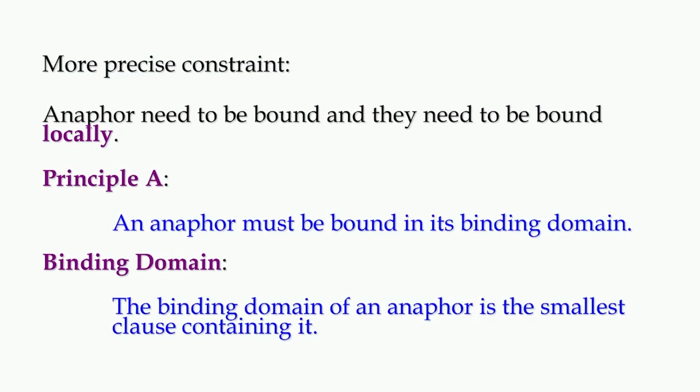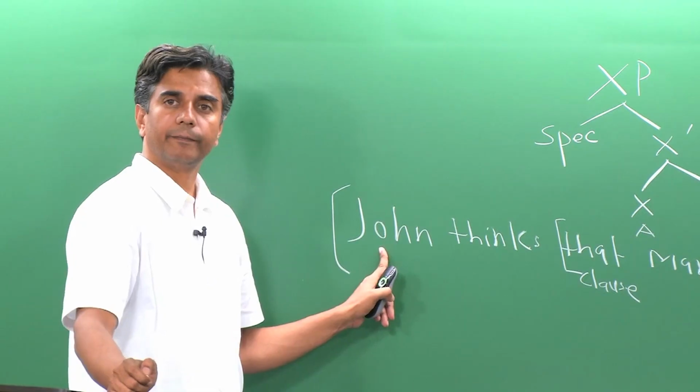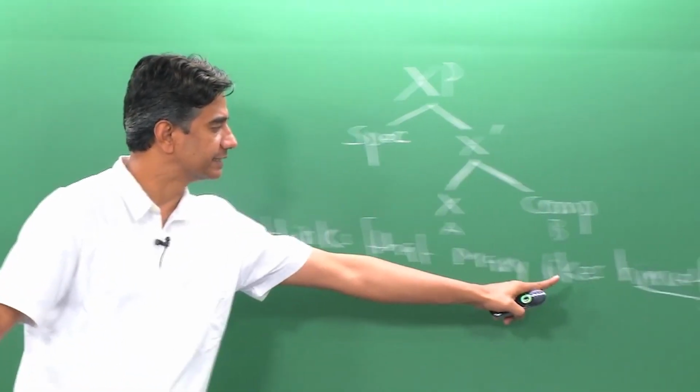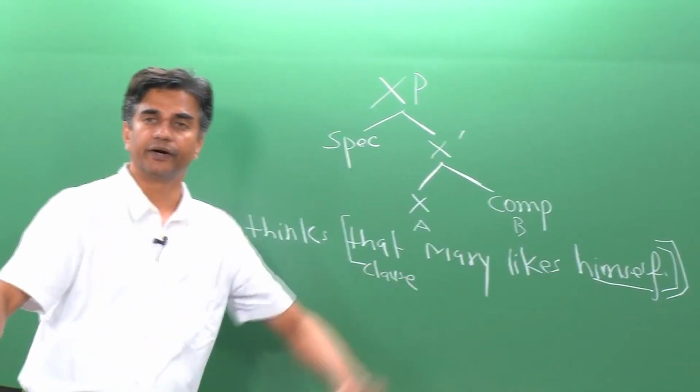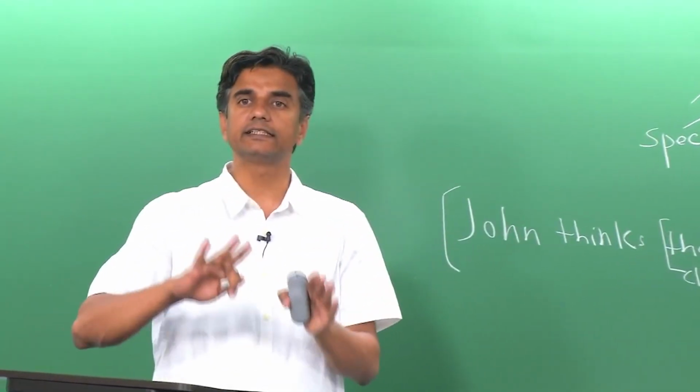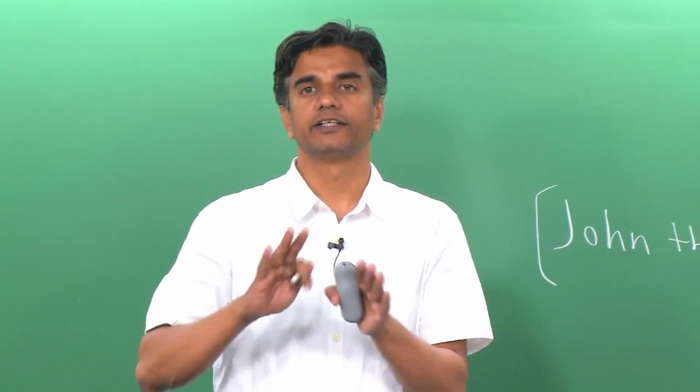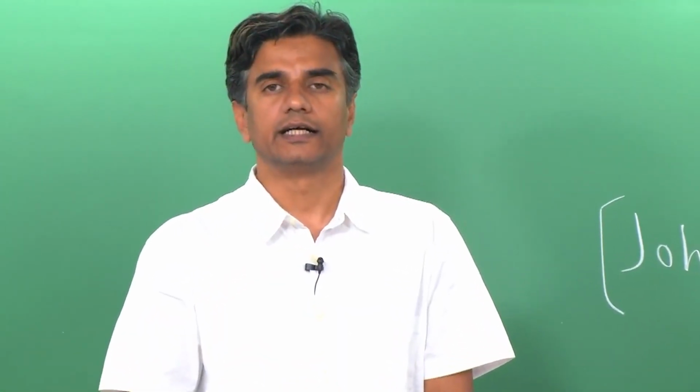So, we need to put a little bit more constraint on this and say that an anaphor needs to be bound, but it needs to be bound within a local domain. That is, it cannot happen that the antecedent is in the main clause and the anaphor is in the embedded clause, because the antecedent and anaphor do not share the same clause, therefore ungrammatical. So, how do we define this constraint in a more precise way?